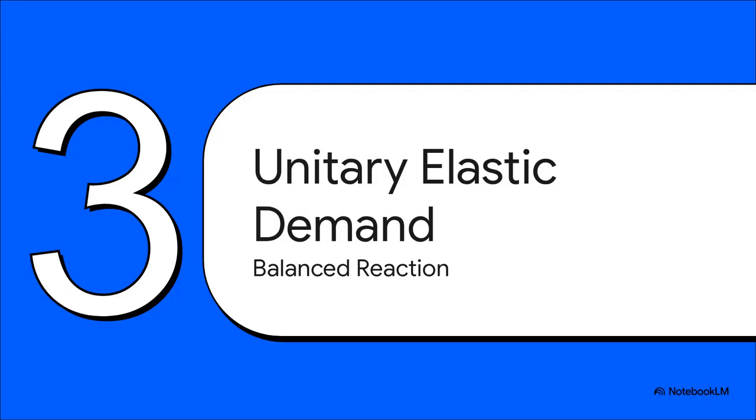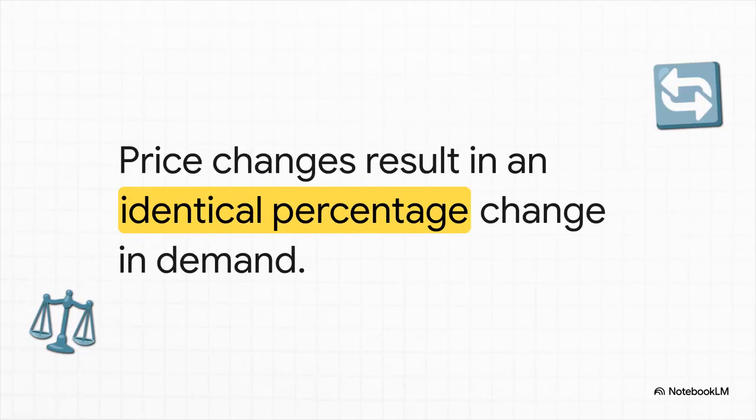Section 3. Unitary elastic demand. Balanced reaction. All right, so we've moved from 0 to the number 1. And this number is really cool because it represents a perfect mirror image balance between a price change and the consumer's reaction to it. Unitary elasticity literally means the reaction is perfectly proportional. So, if a company raises the price of a product by exactly 10%, the consumer demand for that product will drop by exactly 10%. It's a perfect one-to-one ratio.